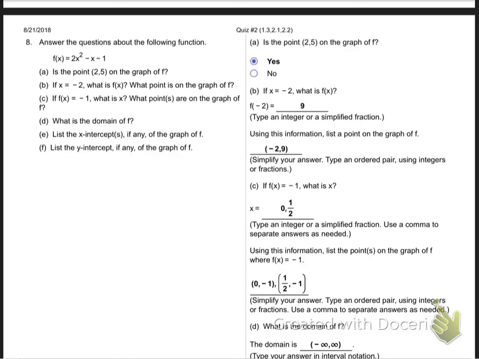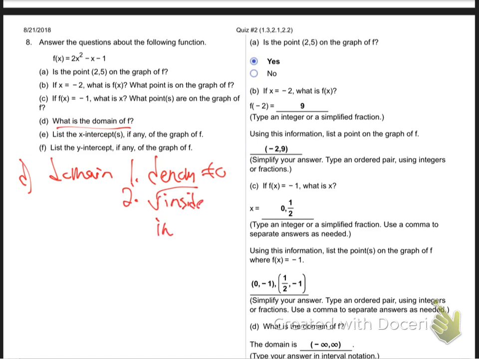Let's go to part D. And then part D asks, what is the domain of the function? So how do we do domain? Well, remember, for domain, we look for two trouble spots. Number one, denominators cannot be 0. And number two, if you have a square root, something on the inside must be greater than or equal to 0, not negative. Well, this function here doesn't have denominators or roots, so it doesn't have any problems. So its domain is negative infinity to infinity, which is what they list here.